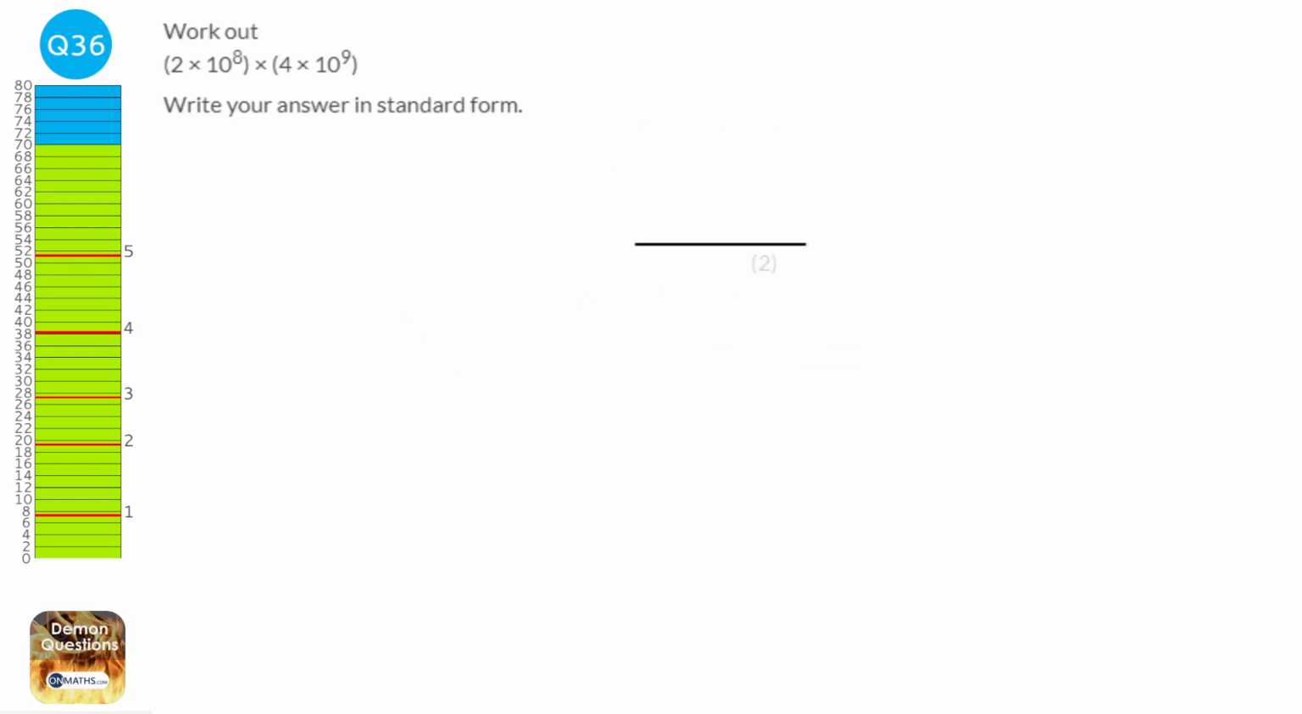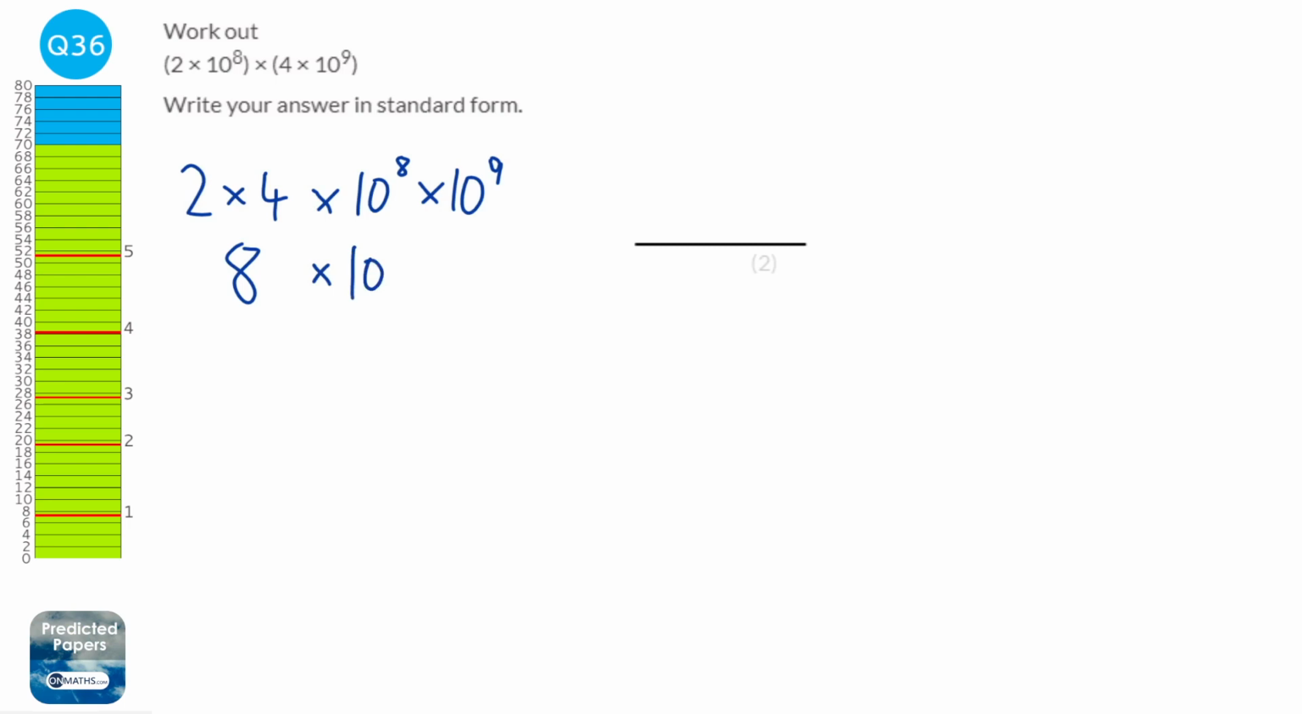When we multiply numbers, it doesn't actually matter which order we multiply them. So we can do 2 times 4 times 10 to the power of 8 times 10 to the power of 9. 2 times 4 is 8, and when we multiply two powers with the same base, we add the powers. That's going to be 10 to the power of 17. So our answer is 8 times 10 to the power of 17.